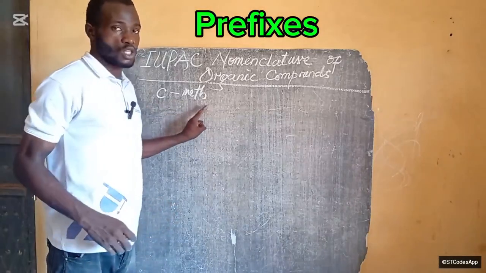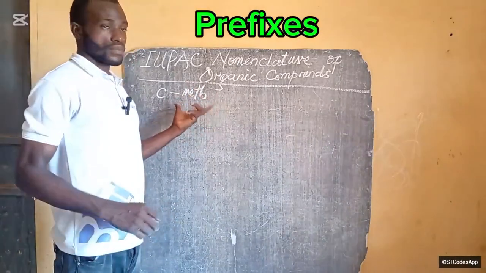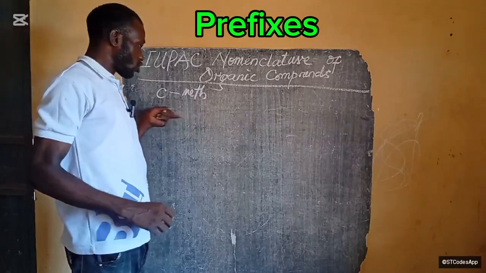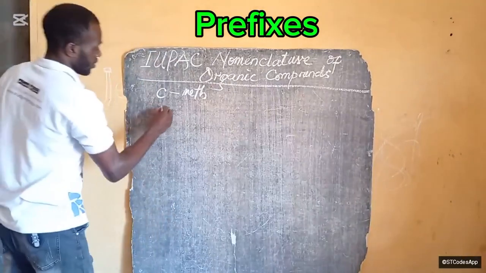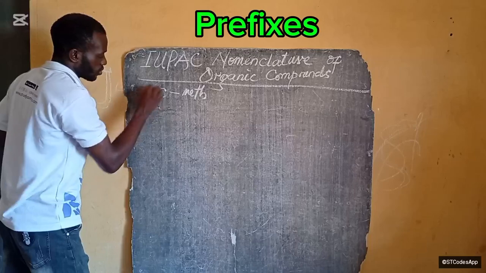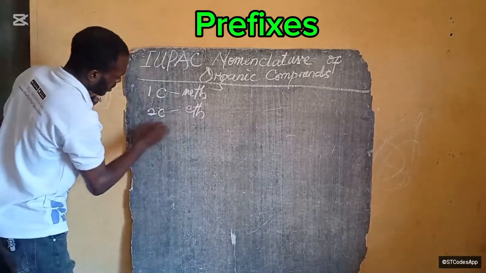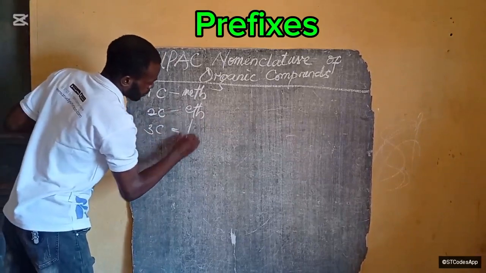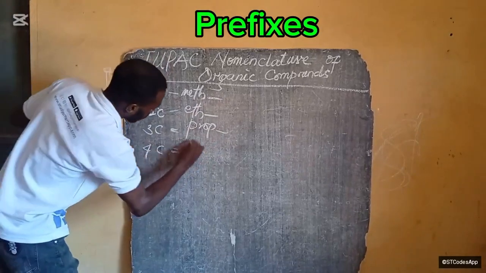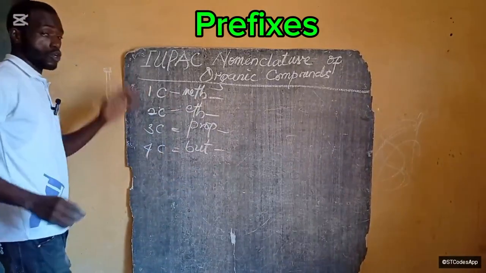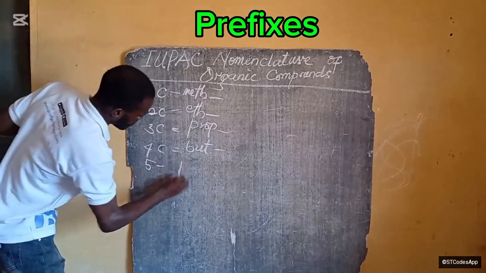And of course, if it's more than one double bond, for example 2 double bonds, then the prefix, then diene. Is that okay? So if I have 1 C, that is meth. 2 C's is going to be what? Eth. 3 C's is going to be what? Prop. Then 4 C's is going to be what? But. I admit that you should already know this, but I'm going to give it to you up to 10. Is that okay? 5 is pent.